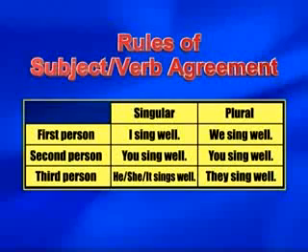I sing well, first person singular. We sing well, first person plural. You sing well, second person singular. You sing well, as in you all sing well, second person plural. Third person singular: he, she, or it sings well. Third person plural, they sing well.